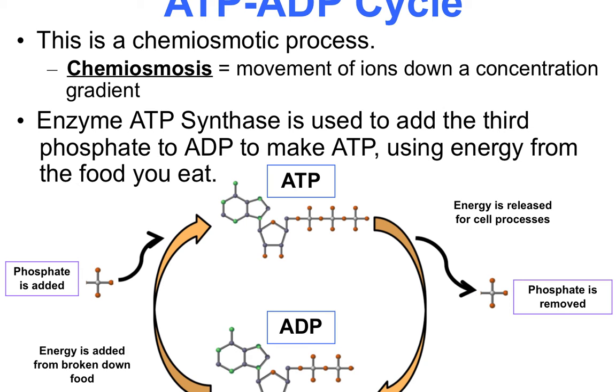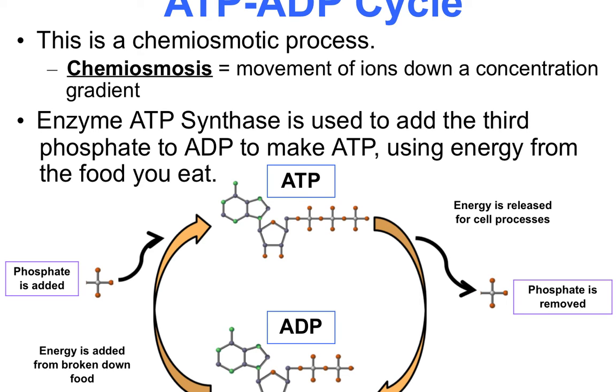But what you have to know is that chemiosmosis is the movement of ions, positively charged particles, if you will, down a concentration gradient. Okay, so the enzyme ATP synthase is used to add the 3rd phosphate to the ADP group. So there's a special molecule that is used to add that 3rd phosphate group, and that takes it from ADP to ATP, using energy in the form of the food that you eat.